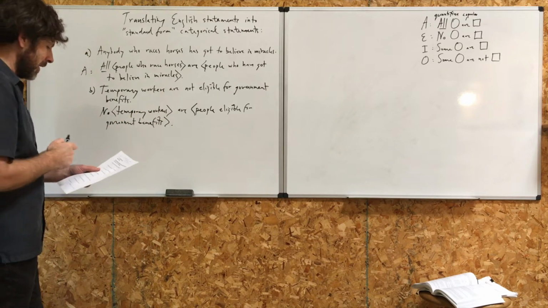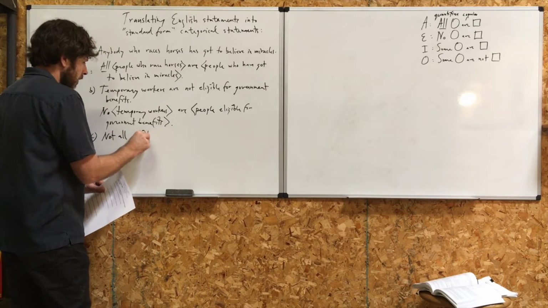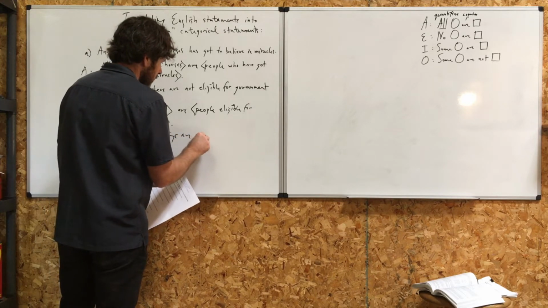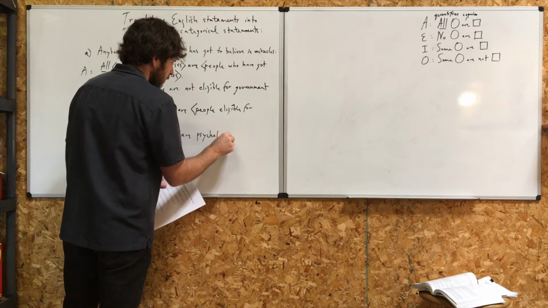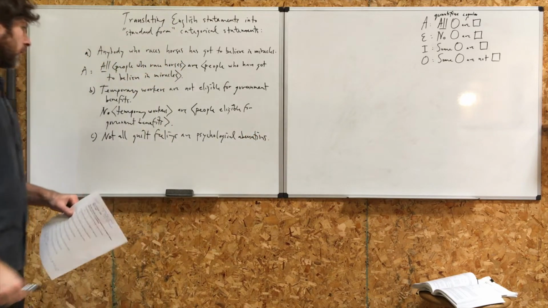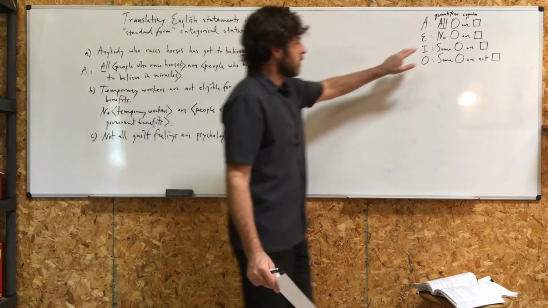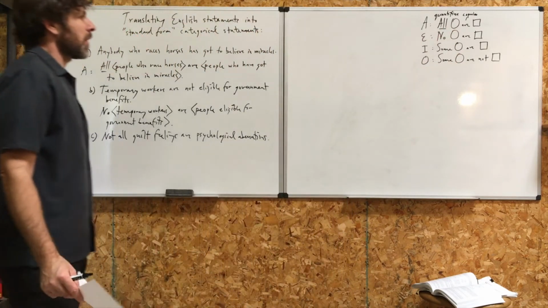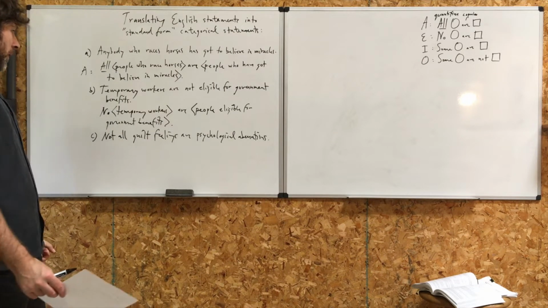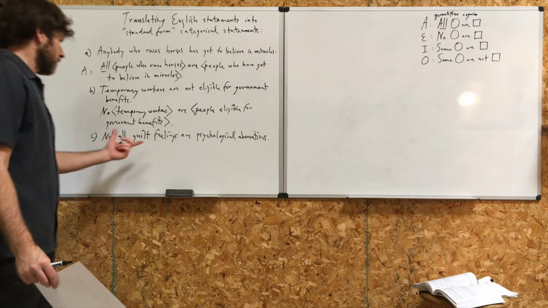Okay, let's look at C here. Not all guilt feelings are psychological aberrations. This one clearly doesn't look like one of these, but you just have to figure out, what does it mean? Does it mean no guilt feelings are psychological aberrations? No. It doesn't mean all, right, because it's not all.